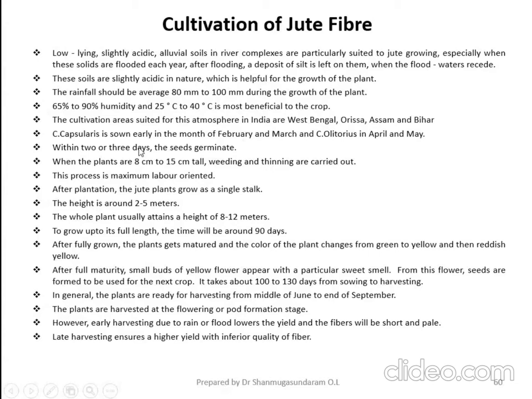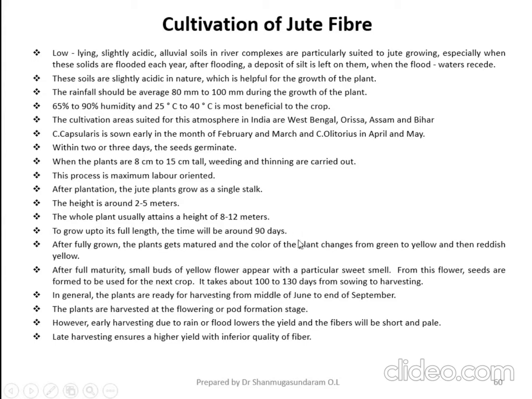Okay, once the plant attains 8 to 15 centimeters in height after plantation, the jute plant grows as a single stalk. So the height is around 2 to 5 meters. The whole plant usually attains a height of 8 to 12 meters. To grow up to full length, the time will be around 90 days.